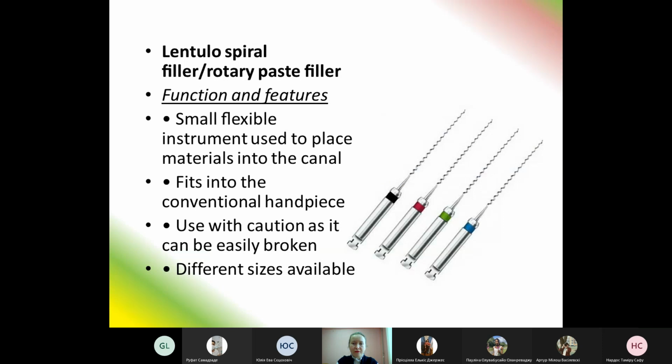Another instrument that is fixed into a slow speed handpiece is the lentulo spiral filler, or rotary paste filler. As well, pay attention to these colored rings. These colored rings mean the size of the instruments. The function of the lentulo is to introduce obturative material into the root canal space. It fits into a conventional handpiece, and it is necessary to use it with caution as it can easily be broken inside the root canal if it is not used carefully. Different sizes are available.